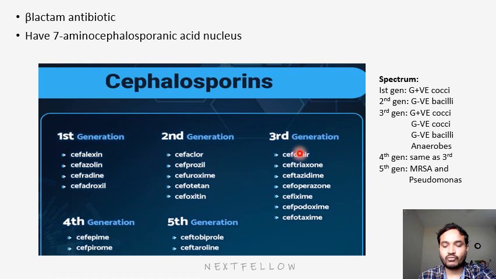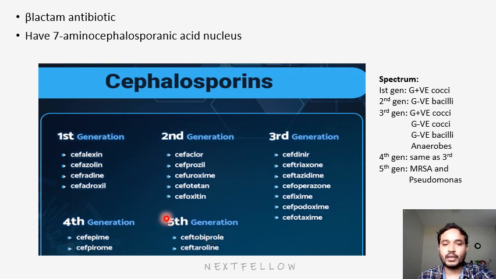If the name ends with ONE or ME, that means ceftriaxone, cefoperazone, ceftazidime, cefixime, cefpodoxime. All these end with ONE or ME, and they are third generation. If the name contains PI, that is cefepime, cefpirome, both containing PI, it is fourth generation. If the name contains ROL, that is fifth generation. Ceftobiprole, ceftaroline, both contain ROL in their name. So this is how easily you can remember. First generation has A, third generation ONE or ME, fourth generation PI, fifth generation ROL.